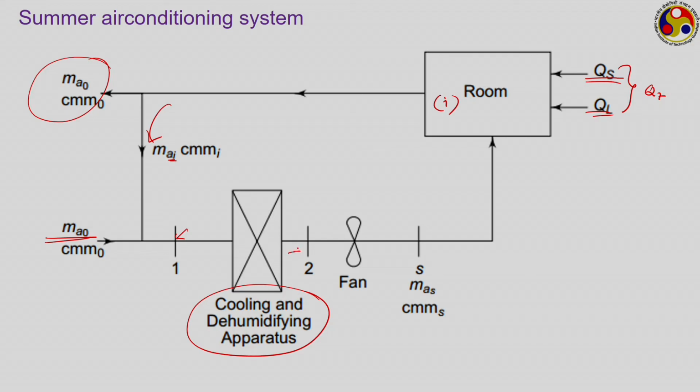Then 2 is the outlet condition, you may have a fan here to drive the flow, and with that it goes back to the room. This is a typical summer air conditioning system where we have the cooling and dehumidifying operation as the primary operation. Whereas, if you are talking about the winter air conditioning system, you may find that heating and humidification may be the most prominent mode of operation, but the rest of the assembly may remain very much the same.